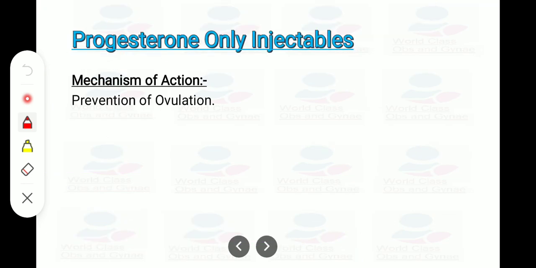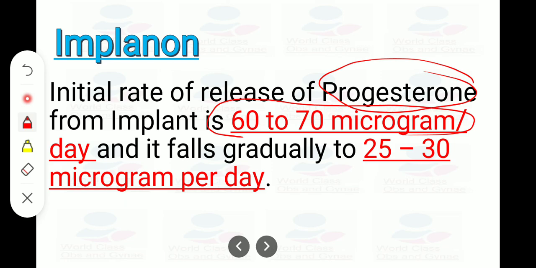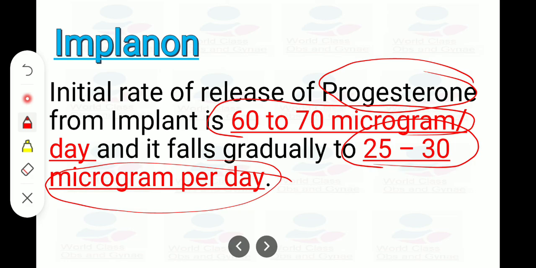The progesterone only injectables prevent ovulation. Implanon also releases progesterone, and the rate of release initially is 60 to 70 microgram per day, and it falls gradually to 25 to 30 microgram per day. This is also very important. Initially 60 to 70 microgram per day, later on 25 to 30 microgram per day.